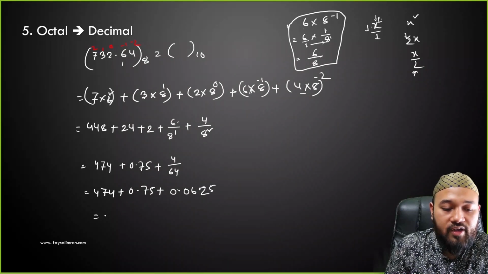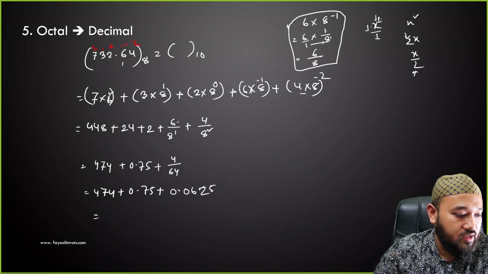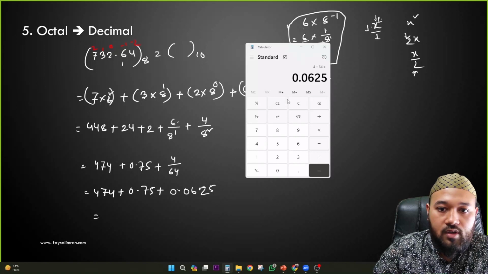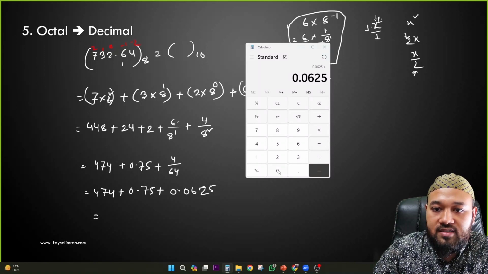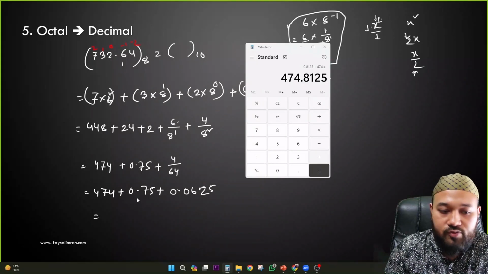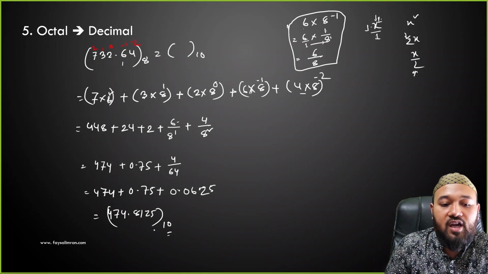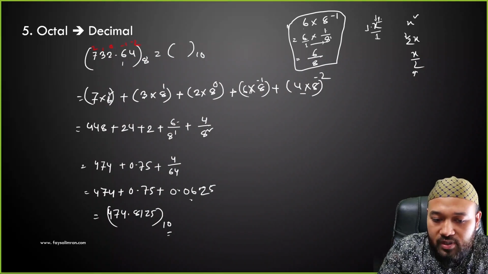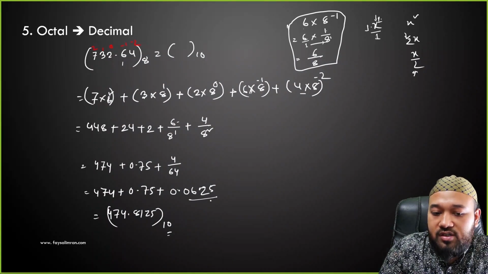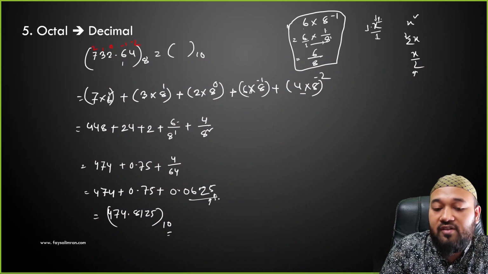Okay, then we have to add all of them. The result will be 0.0625 plus 0.75 plus 474, so 474.8125. This is the value of our decimal number. Okay, so you must write all of the digit. We cannot write just 3 digit because these 5 also have their value.